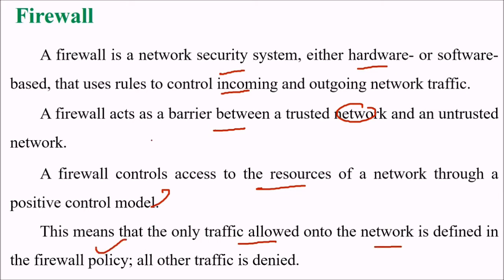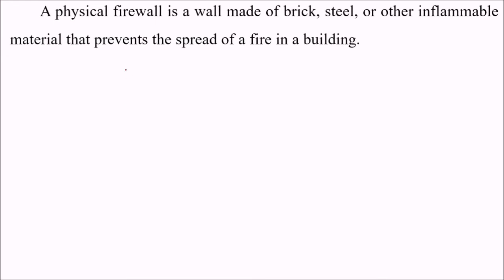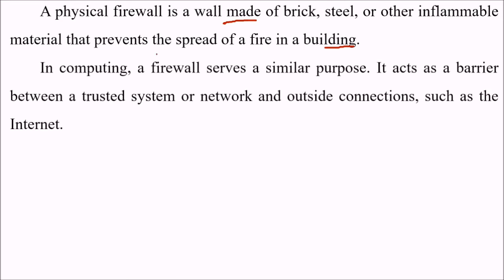All others are denied. A physical firewall is a wall made of brick, steel and other non-flammable material that prevents the spread of fire in a building. This is the physical firewall, which many areas and many governments use. So in computing, the firewall serves the same purpose as the physical firewall.